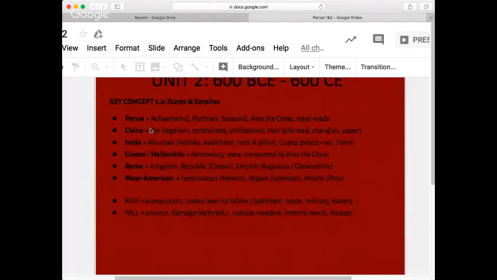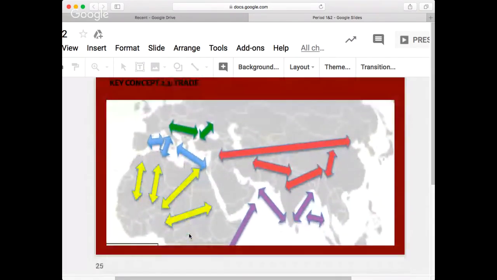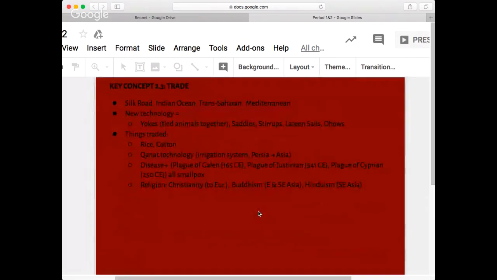States and empires, you've got all of these different states and empires in the different places. All of them rose because they had governments, roads, militaries. All of them fell because they destroyed the environment. People invaded. They had internal revolts and disease. And then finally was trade. We've got our major trade routes, Trans-Saharan, Mediterranean, Silk Road, and the Indian Ocean trade. And all of those had new technologies that helped them grow, and they traded all of these things.